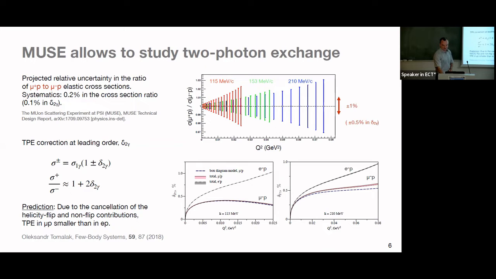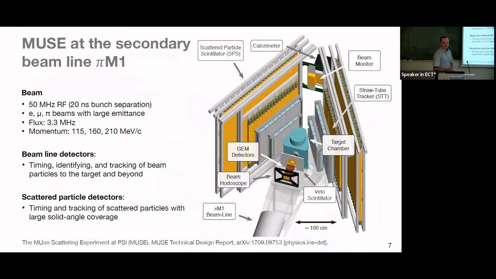Systematic uncertainties, as I mentioned, are certainly expected to be small due to cancellations. Now, MUSE is a little bit a special experiment. It's set up at the secondary beam line. So the incoming particle beam contains electrons, muons, and pions. So the experiment needs to deal with that.